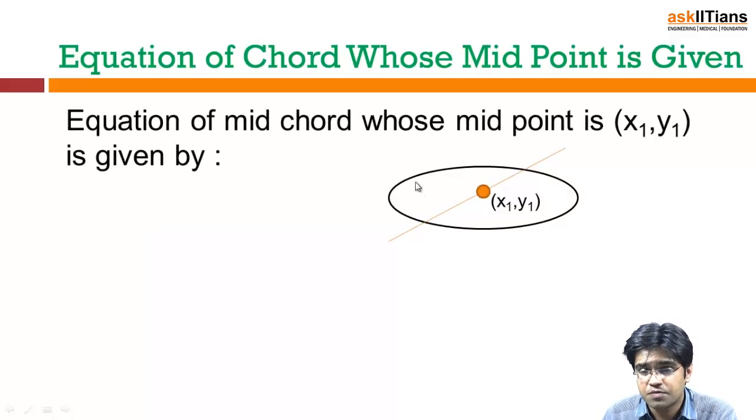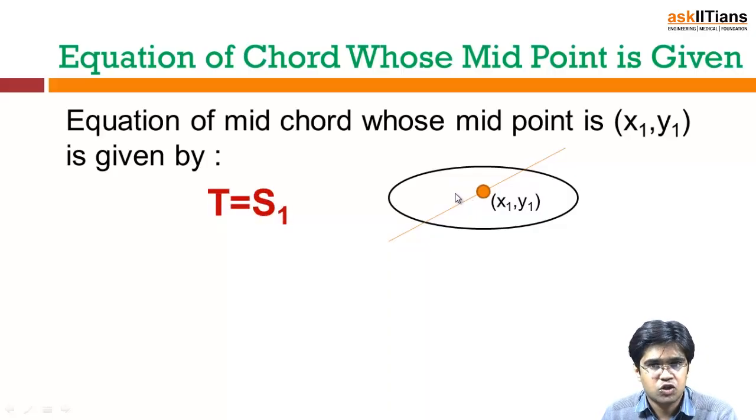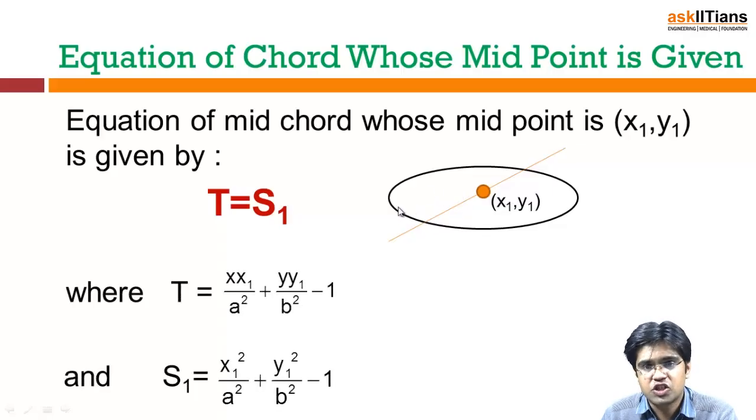Suppose this is a chord and its midpoint is (x1, y1). If you know the midpoint, you can find the equation of the chord by T = S1, where T and S have their usual meanings. This is actually a general thing. It is valid for circle as well, parabola as well, ellipse as well, and hyperbola as well. So pair of tangents, equation of chord whose midpoint is given, these are general things, so you can apply them in any chapter of conics.